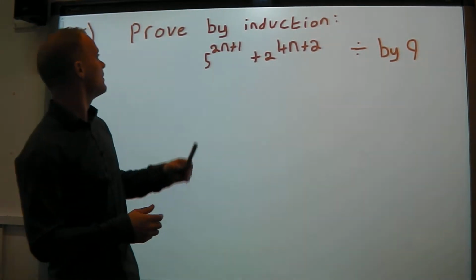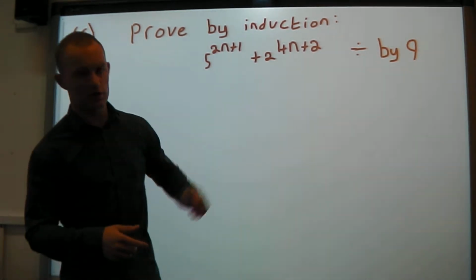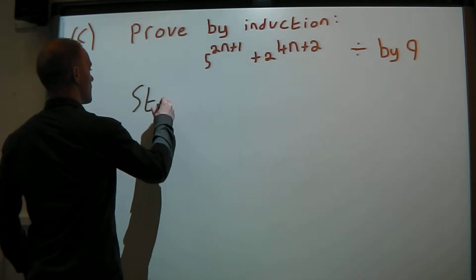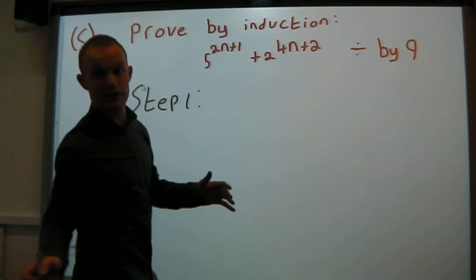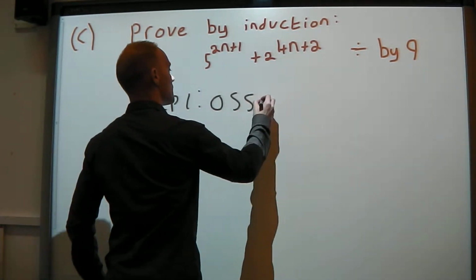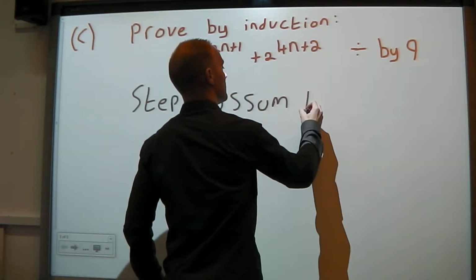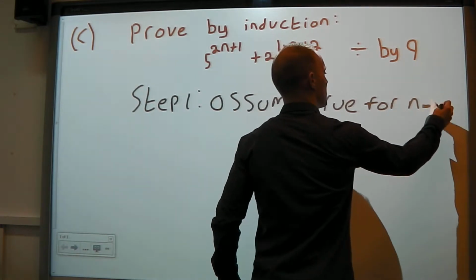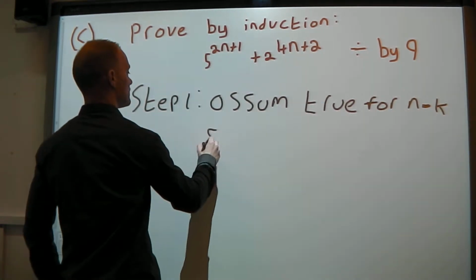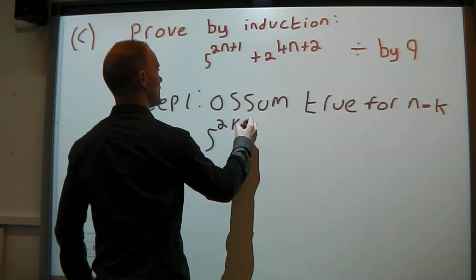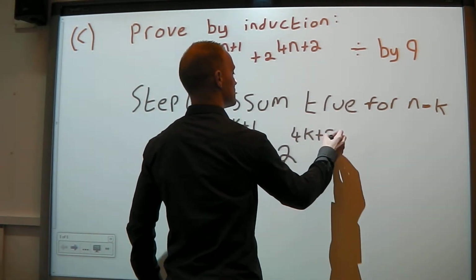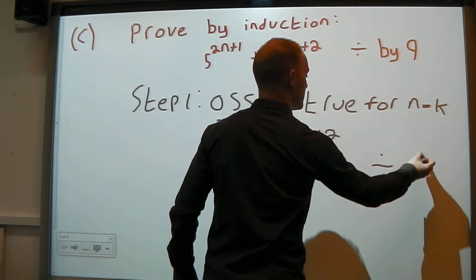Now here we're asked to prove by induction that this term here is divisible by 9. So step 1 is to assume that it's divisible by 9. So assume true for n equal to k, where k is just any number. So we just rewrite that as 5 to the power of 2k plus 1 plus 2 to the power of 4k plus 2. We're assuming that's true for divisible by 9.